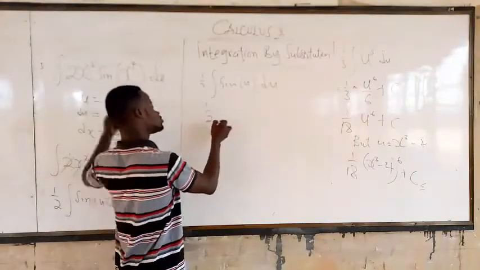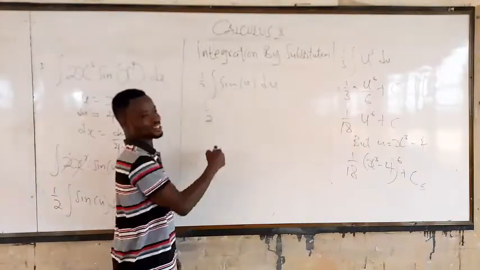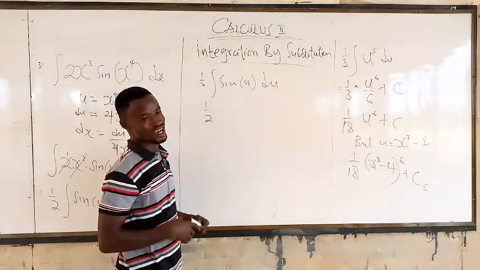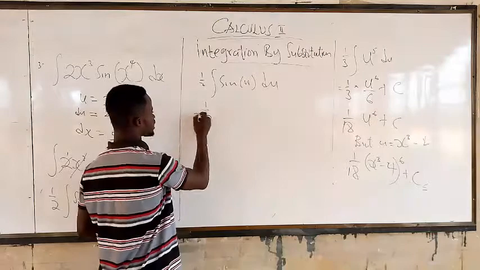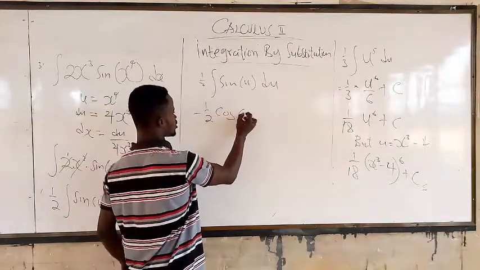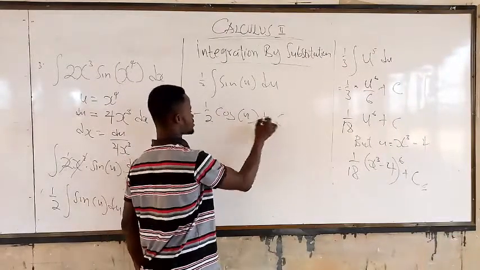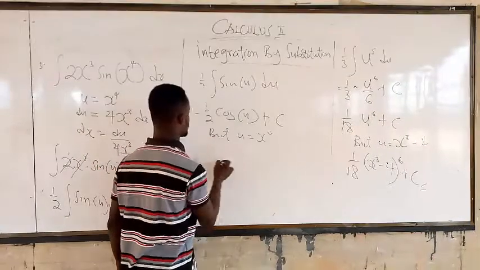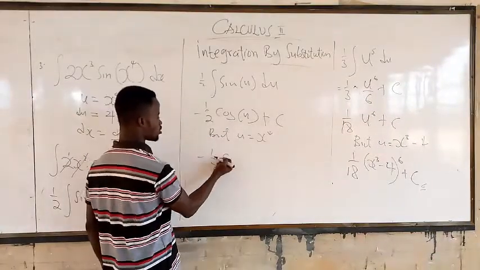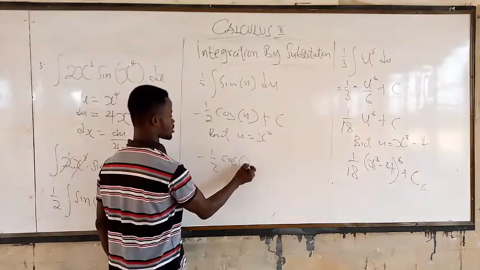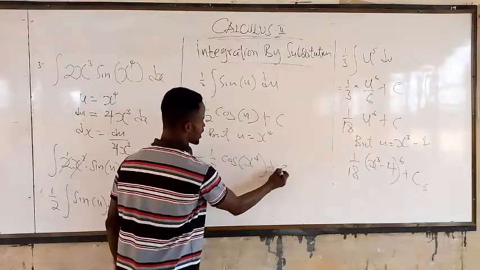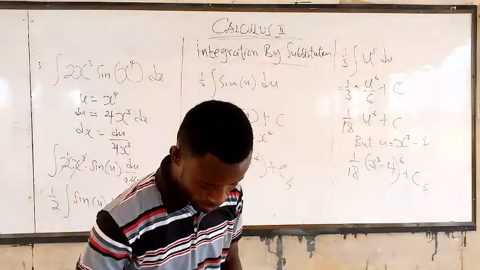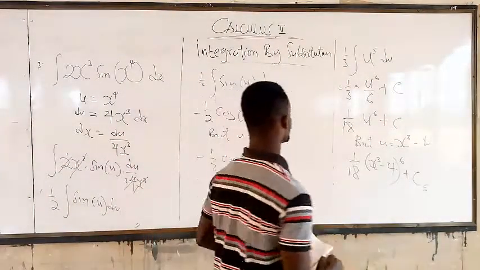1 over 2. When you integrate sine, you get what? Negative cos. So negative cos u plus c. But u is equal to s to the power 4. So negative half cos s to the power 4 plus c. And that becomes the final answer. We will solve a lot of questions, don't worry.